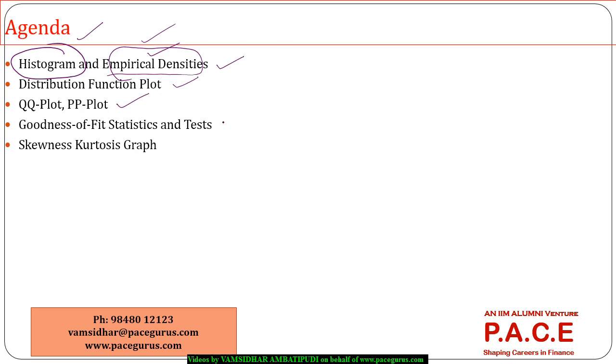Then we can also look at the QQ plot and the PP plot, which are again other ways of finding out whether my data is appropriately fitting a particular distribution or not. And then we have real statistical tests which assess the goodness of fit. Earlier we have even looked at the CVM mechanism. These are the various assessments of the goodness of fit.